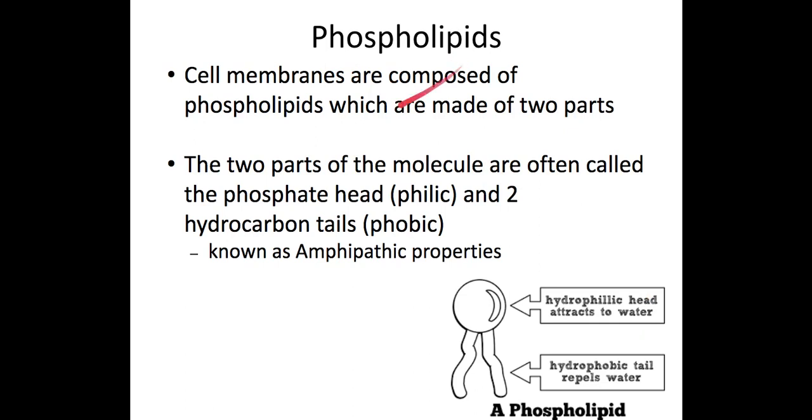All right, so moving on to phospholipids. All plasma membranes and all cell membranes are composed of phospholipids, which are organic structures composed of two parts. The two parts of the molecule are often called the phosphate head, which is hydrophilic, so it's attracted to water, and the two hydrocarbon tails, which are hydrophobic, so they're repelled by water. Together, phospholipids have amphipathic properties. As you can see here, the phosphate head is attracted to water, and the hydrocarbon tails are repelled by water.